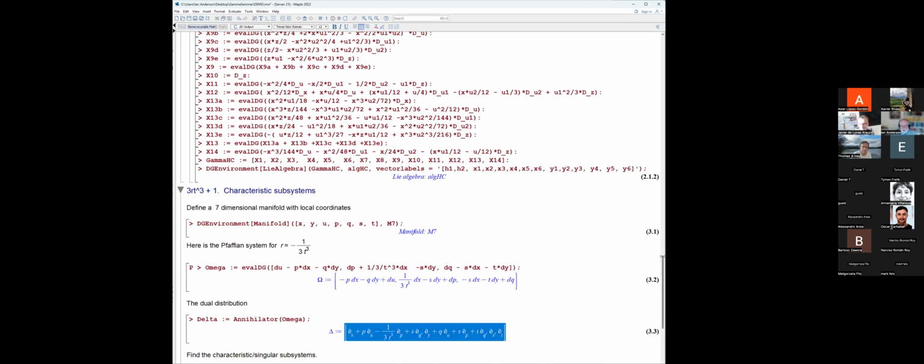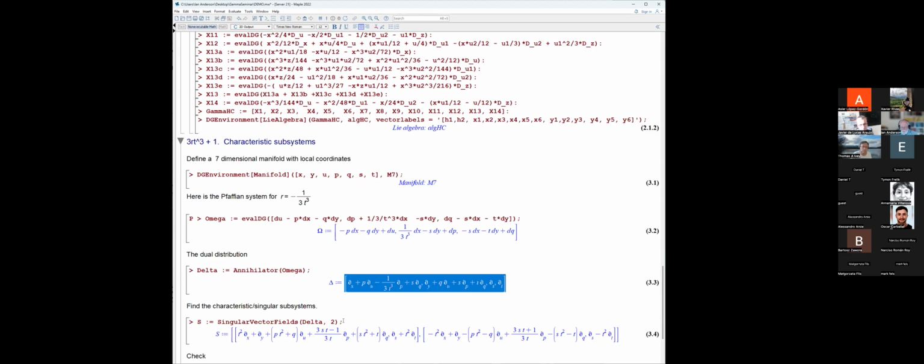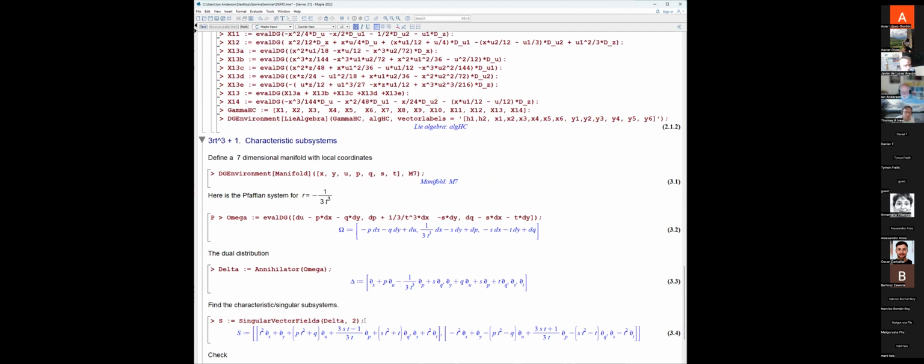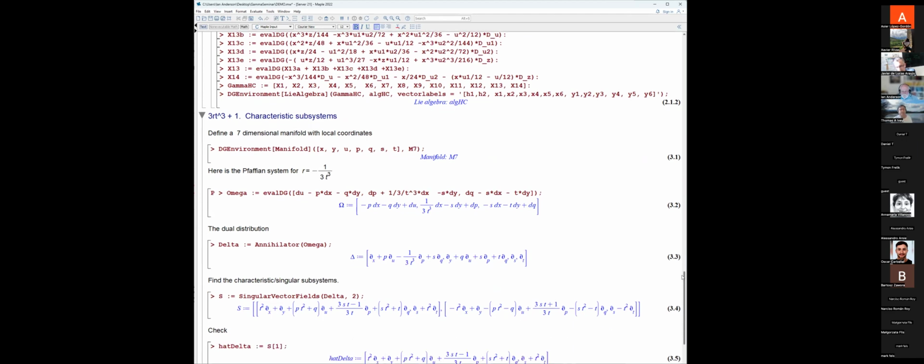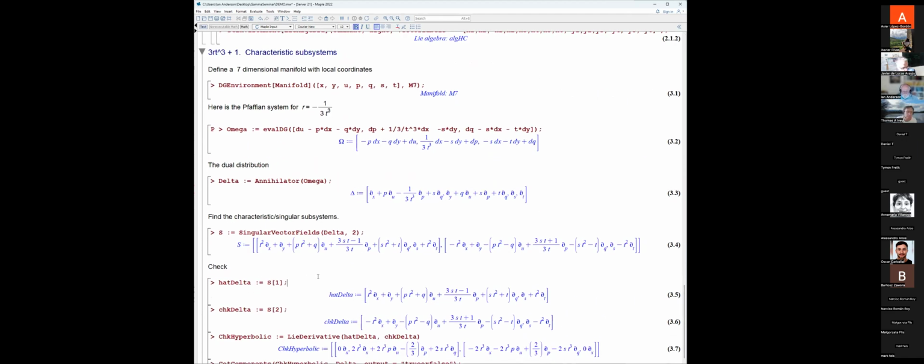Okay. And now I want to show that this is hyperbolic. And so I need to calculate delta hat and delta check. Not so easy to do, but there's a command called singular vector fields, which will do the job. The delta hat and delta check are singular vector fields in the sense that if you bracket them with the distribution you start with, the growth vector is as small as possible. So there's an intrinsic way of characterizing this decomposition. So here is my hat delta. Here is my check delta.